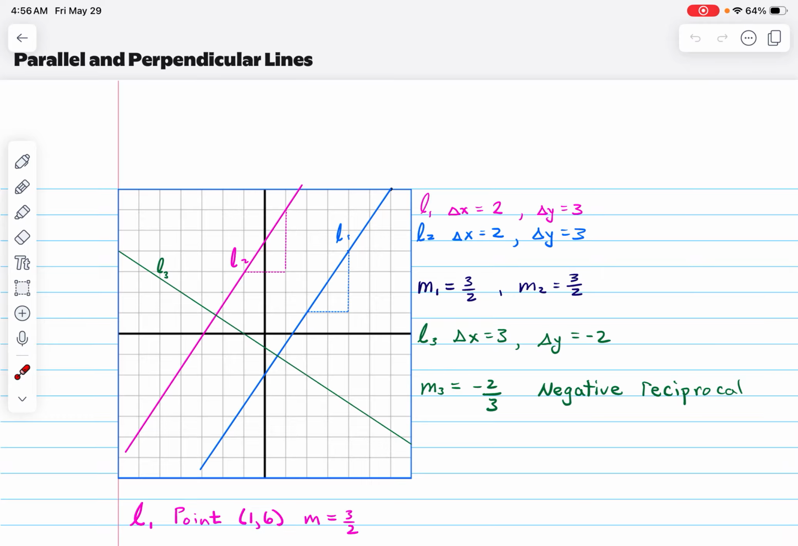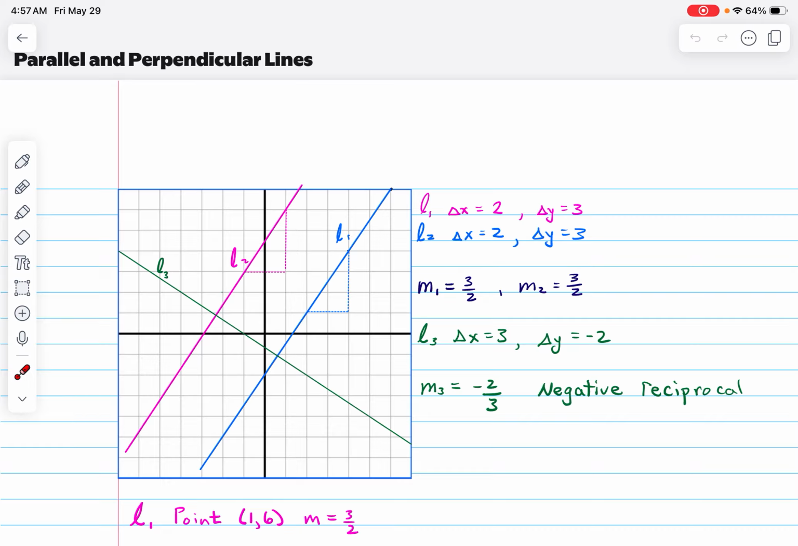If you have two lines on a plane with the same delta x and delta y, then those lines will never intersect. And in fact, if you look at the slope for L1, it's 3 over 2. Remember, delta y over delta x. And the slope for L2 is 3 over 2 as well. So these lines have the same slope. They pass through different points, but they have the same slope.